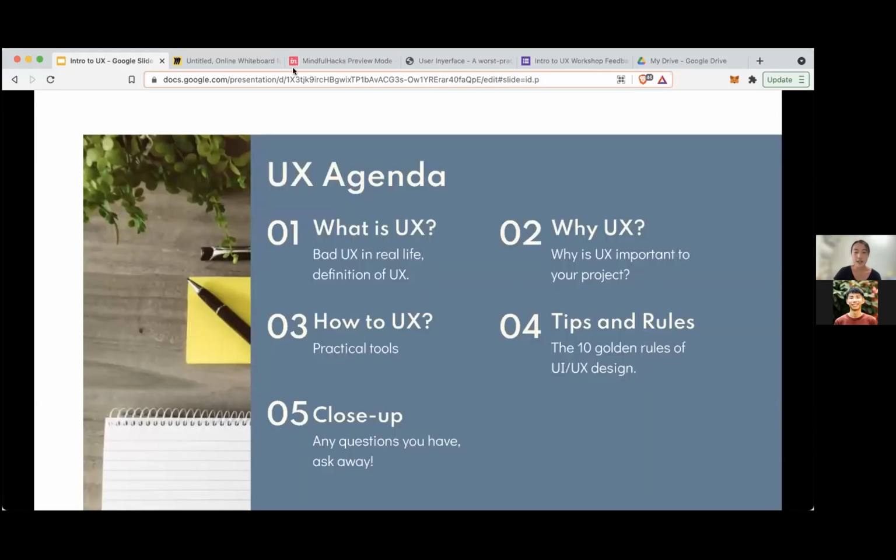So today, the agenda, we will first talk about the concept of UX. What is UX and why is UX important in your project? And then we're going to talk about how to do UX, including the basic steps or concepts that frame UX. I'll also be giving you some practical tips and hacks that you can use in your project. And the last 5 to 10 minutes will be for answering all the questions you have. And is there any comment that you might have for me as well?